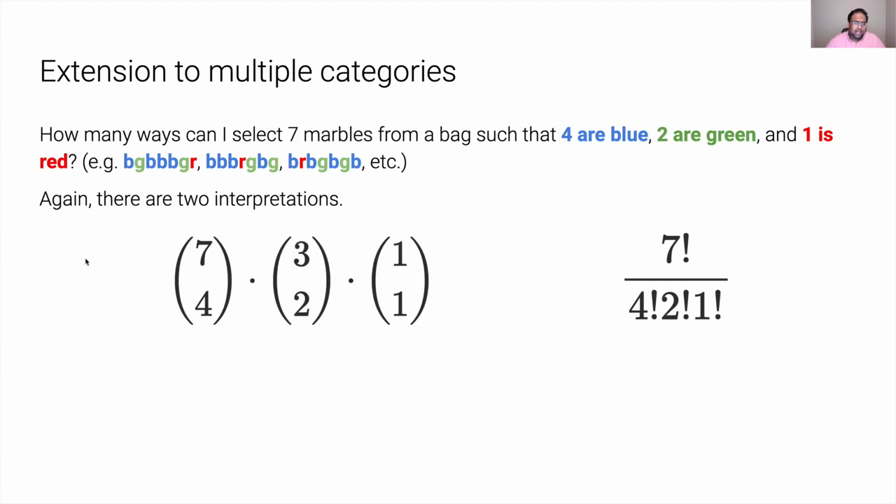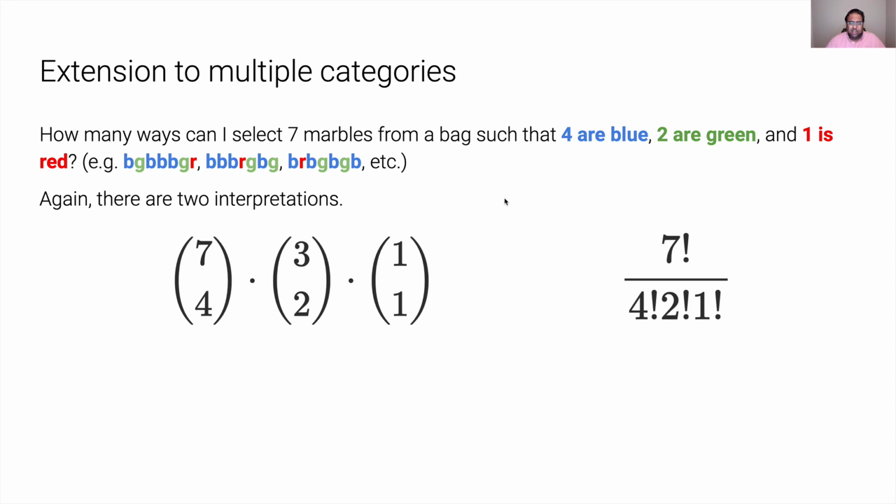Let's wrap up by extending this idea to multiple categories. Let's suppose I want to count the number of ways I can select 7 marbles from a bag such that 4 are blue, 2 are green, and 1 is red. As an example, I have here 3 of those such sequences. So for example, we could have blue, green, blue, blue, blue, green, red, or blue, blue, blue, red, green, blue, green, so on and so forth. I want to count the number of such sequences that exist.